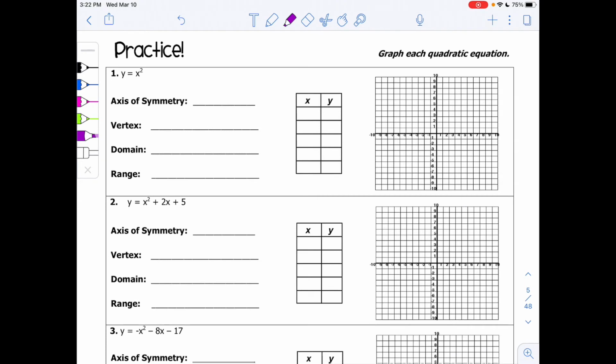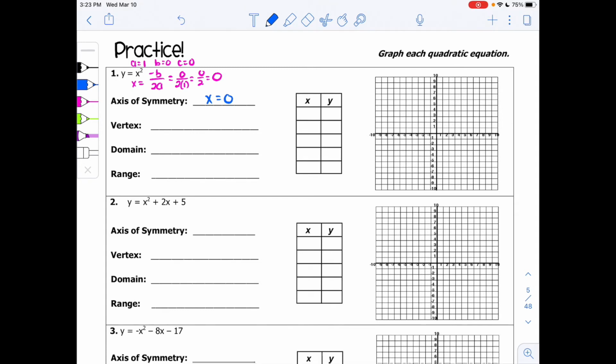Number 1, we're going to start by finding our axis of symmetry. So negative B over 2A. We probably should put x equals. And then we can see in this one that A equals 1, B equals 0 because it's not there, and C also equals 0 because there's not a C either. So we're going to plug that in. That would be 0 over 2 times 1. So that's 0 over 2, which equals 0. So our axis of symmetry is x equals 0.